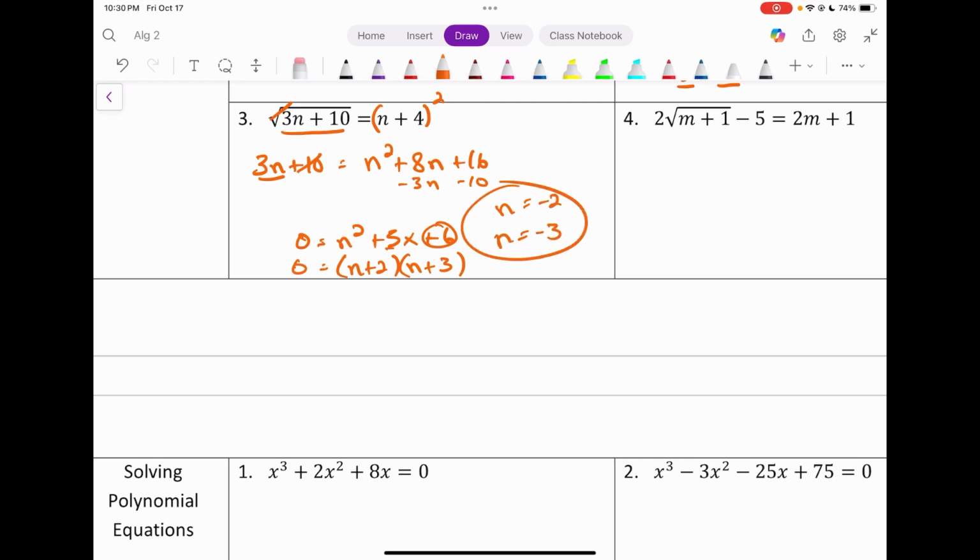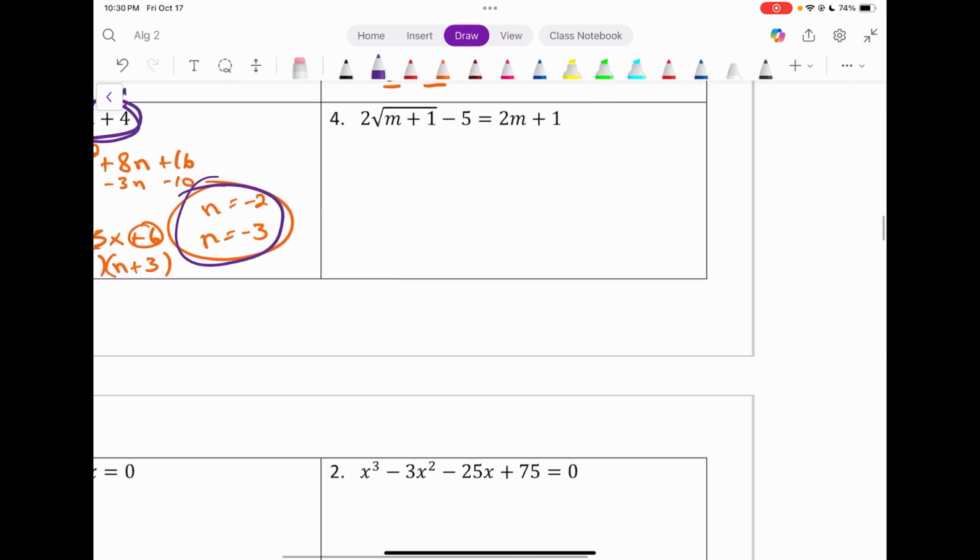Now let me remind you of something I just told you, though. Anytime you take the square root of something, it cannot equal a negative. So therefore, when you plug in negative 2, make sure you don't get a negative answer. Negative 2 plus 4, no, that's fine, that's 2. Negative 3 plus 4, that's fine, that's 1. So therefore, we have no extraneous answers, both of them work.